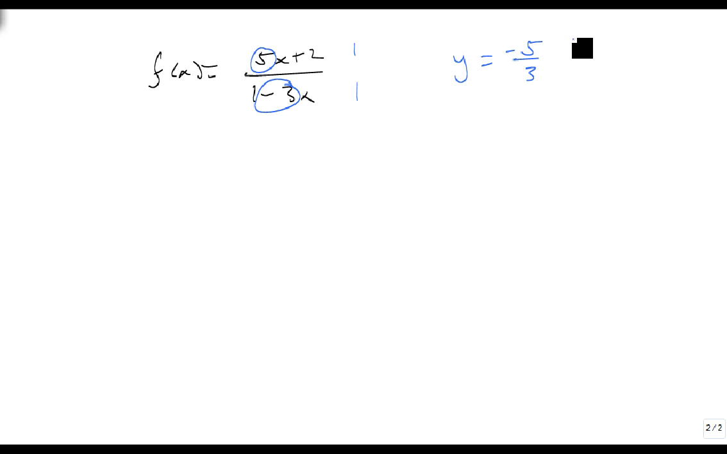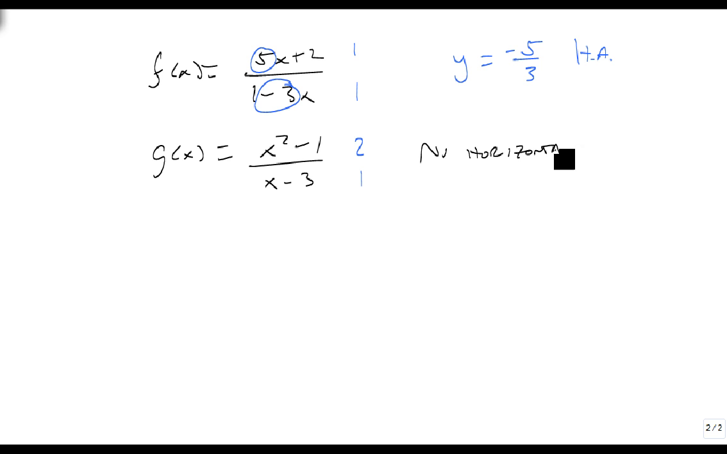Suppose that we have f of x equals 5x plus 2 over 1 minus 3x. Well, here this is degree 1 over degree 1, so we just grab the leading coefficients with their signs, and y equals minus 5/3. This is my horizontal asymptote. If I have g of x equals x squared minus 1 over x minus 3, here this is degree 2 over a degree 1, so there's no horizontal, and in fact there is an oblique in this case.